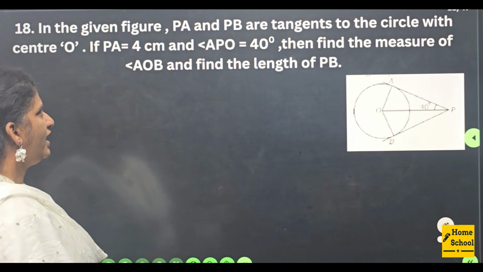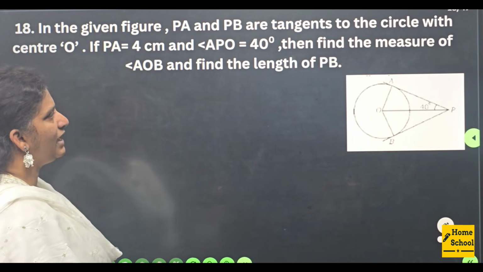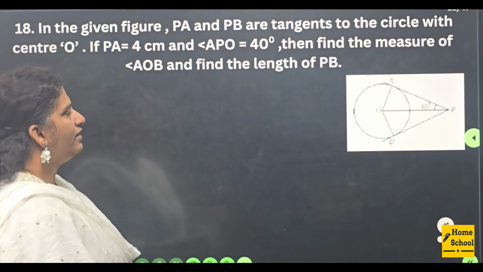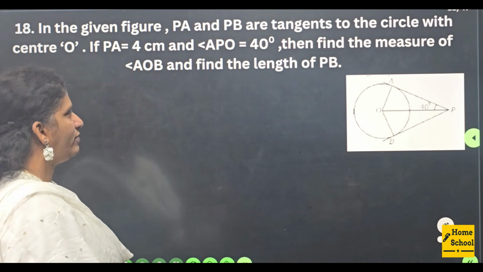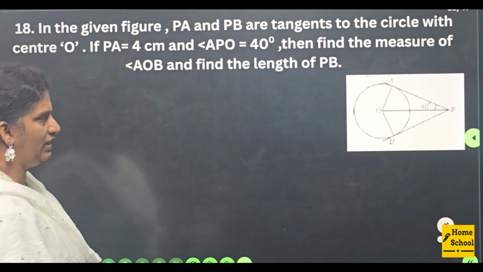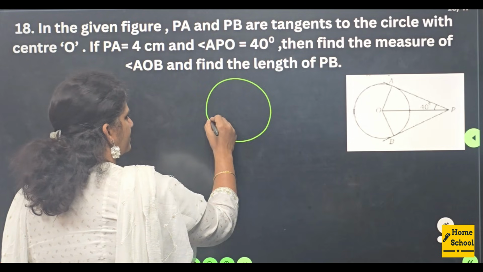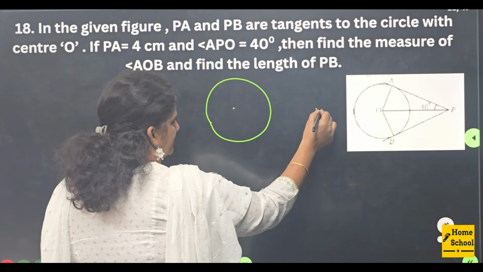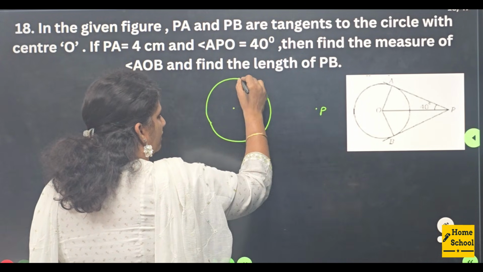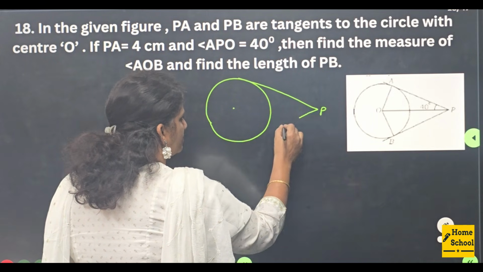18th one, in the given figure, PA and PB are tangents to the circle with center O. If PA equal to 4 cm and angle APO is equal to 40 degrees, then find the measure of angle AOB, and find the length of PB. Okay, let me draw the figure again. There is a circle with center O and this is external point P. There are two tangents.